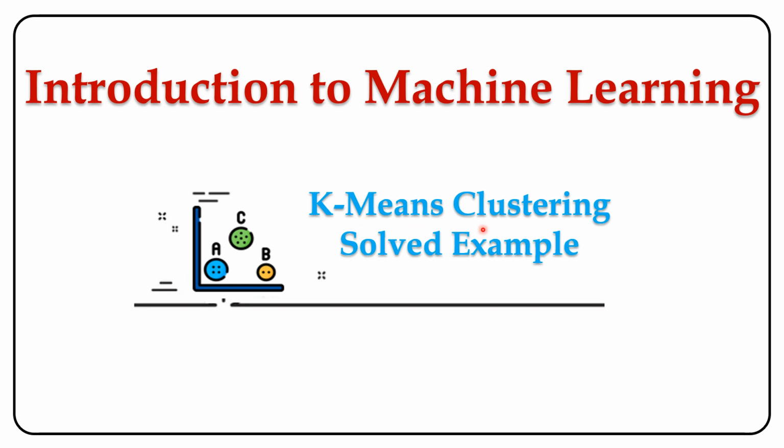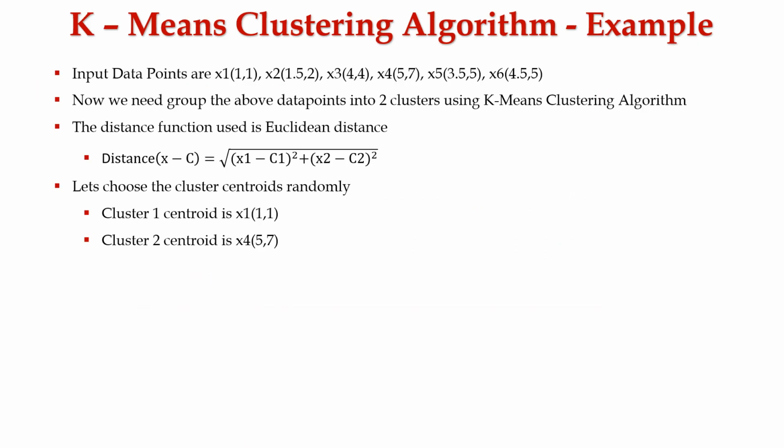In this session, let's learn about solving the problem using k-means clustering algorithm. The input data points are x1 of (1, 1), x2 of (1.5, 2), x3 of (4, 4), x4 of (5, 7), x5 of (3.5, 5), x6 of (4.5, 5). Now we need to group the above data points into two clusters using k-means clustering algorithm.